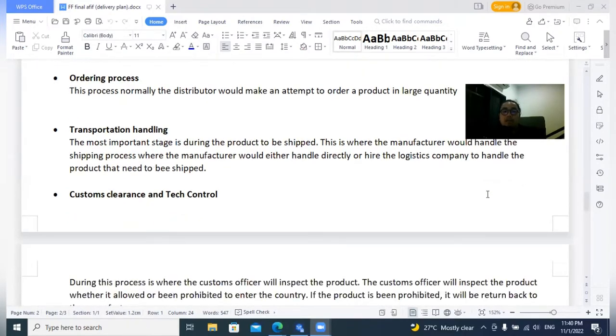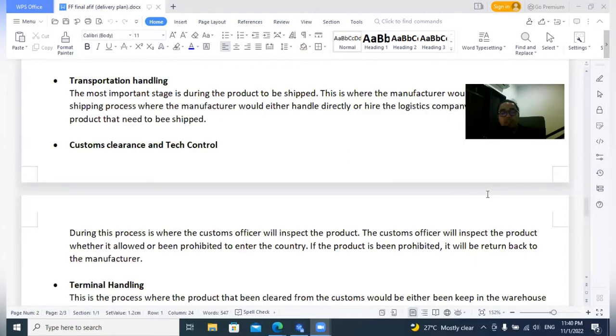And the customs clearance and check control, which is where the customs officer will inspect the product, which is the leather. The customs officer will inspect the product to see whether it is allowed or prohibited from entering the country, because this is to ensure that we do not bring harmful products into other countries. Some countries have prohibited items that cannot be sold there, as for example in Malaysia, right? Drugs like marijuana are not legal here, and if the product is prohibited, it will be returned to the manufacturer, which is us.